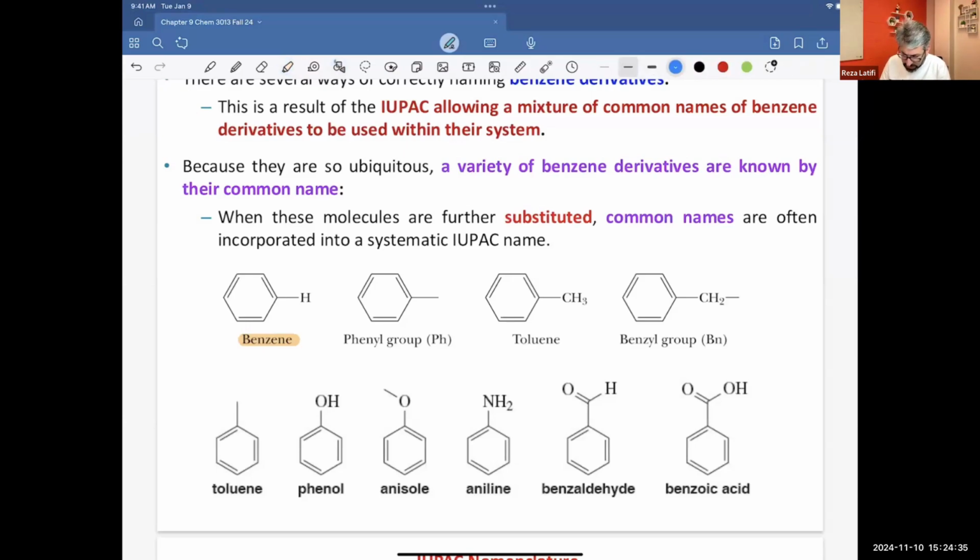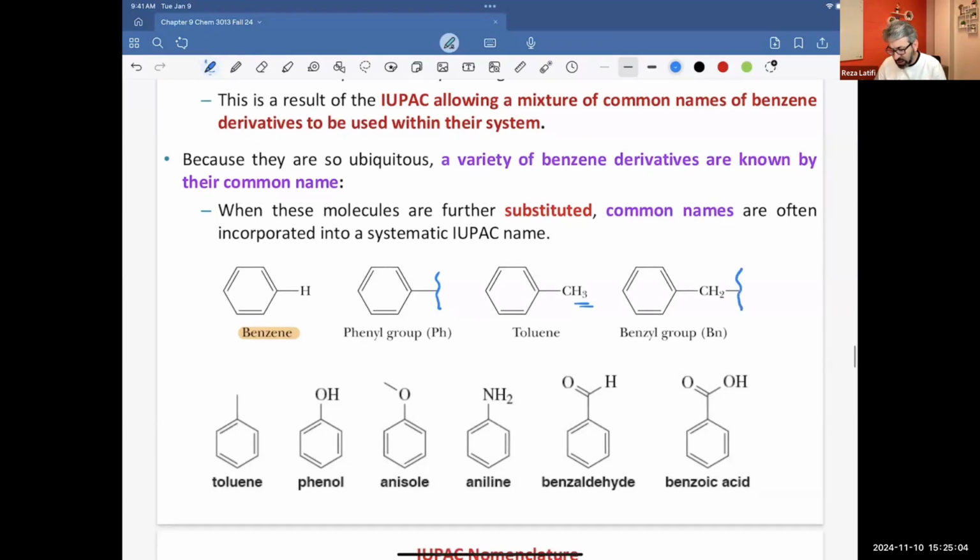Now, if the ring is attached to somewhere else, in that case, we're going to call it phenyl. So if you replace hydrogen by something else and attach the ring to that chain, or the parent chain, in that case we simply call it a phenyl group. Now, if hydrogen is replaced by a methyl group, it will be toluene. And if you remove one of those three hydrogens, and now attach to the ring somewhere else, this group, instead of phenyl, will be benzyl.